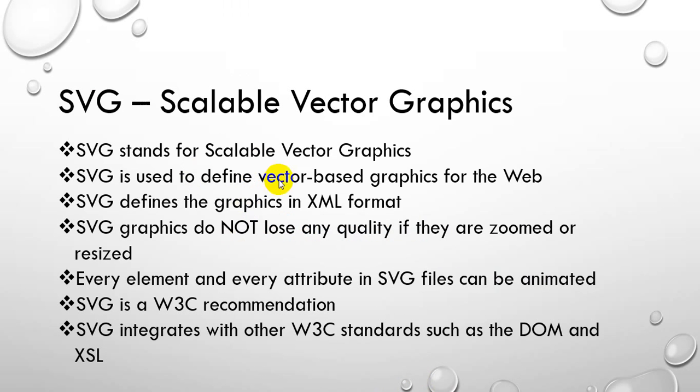Then we'll see. So this is basically scalable vector graphics, and that is basically used to define vector based graphics for the web. It defines graphics in XML format and all this, but pay attention to this thing. It doesn't lose any quality if it is zoomed or resized. And one more thing, it's very easy, very lightweight. So if you are making one big image also, then it will not even be in KB, it will be some bytes, 500-600 bytes.